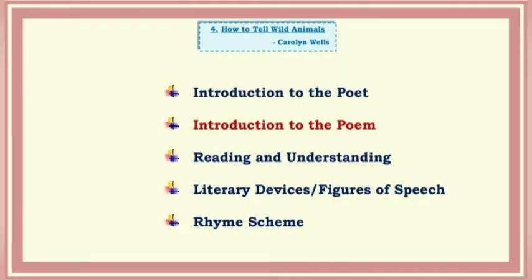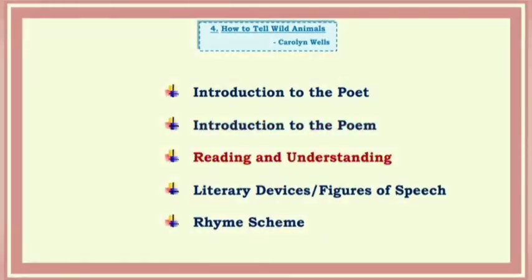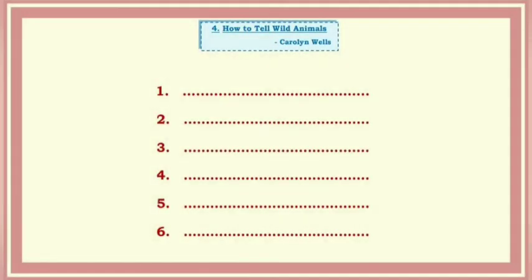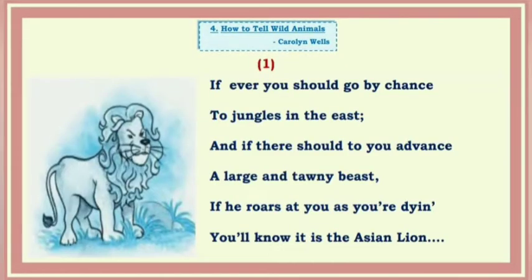After an introduction to the poem, now let's read and understand the poem line by line, word to word. The poem includes 6 stanzas in all. In the first stanza, the poet describes the Asian lion.